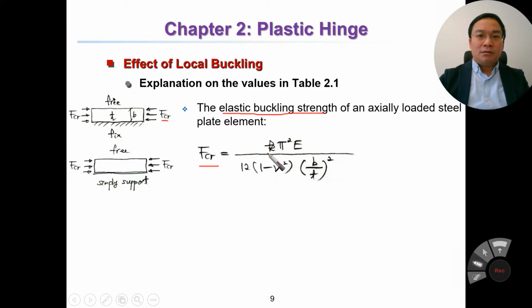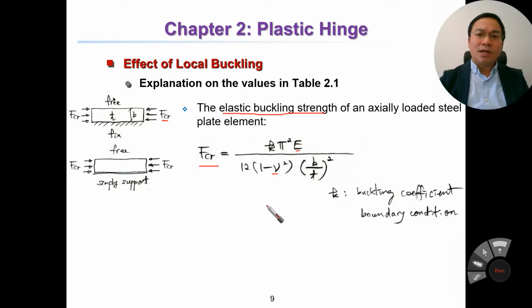Here, what is E? E is the elastic modulus, so very easy. And b and t, you know. Then here, nu is the Poisson ratio. What is k? k is the buckling coefficient. It depends on the boundary condition. So for example, different boundary conditions have different values of k.